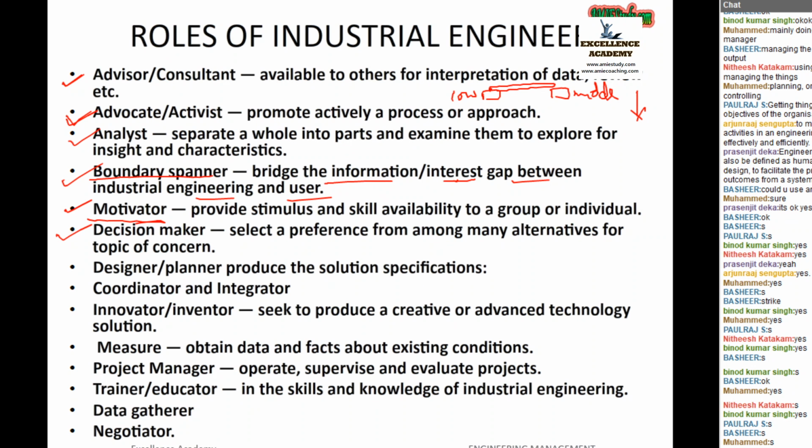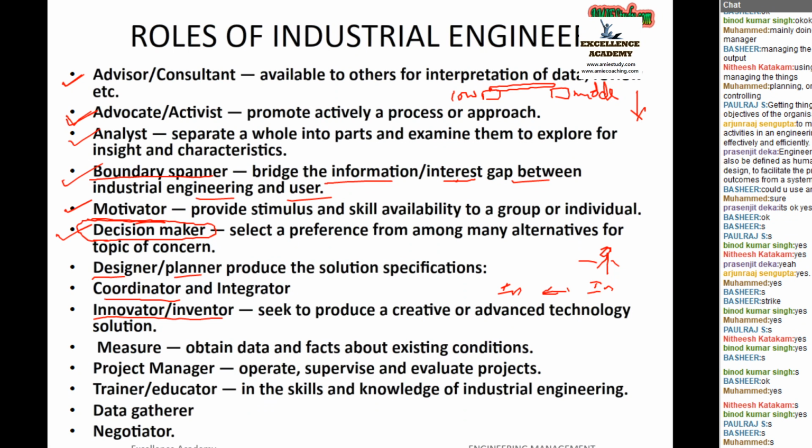Next is a decision maker. That means if a complex problem is there, he has to make a decision. Ultimately, he must make a decision which should be satisfactory to the workers as well as to the top management. Next, he should be a good designer and planner, and then a good coordinator and innovator or inventor. That means he should generate new, advanced technologies. That means say one person is here who is working in one industry, and some similar industry is here also.